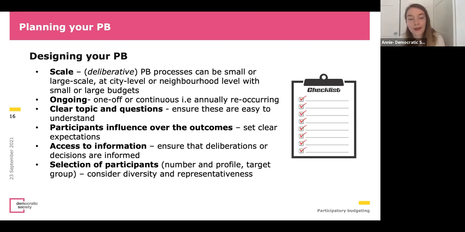So this is another interesting one, the selection of participants. So it might be that you want to target a specific group of people. So mentioned earlier, there's specific youth PB processes that can happen. So that might just be a specific school that you want to target, or a specific area of a neighbourhood or something like that. And how many people do you want to reach as well? So that's another important thing to consider. And of course, considering diversity and representativeness as well.